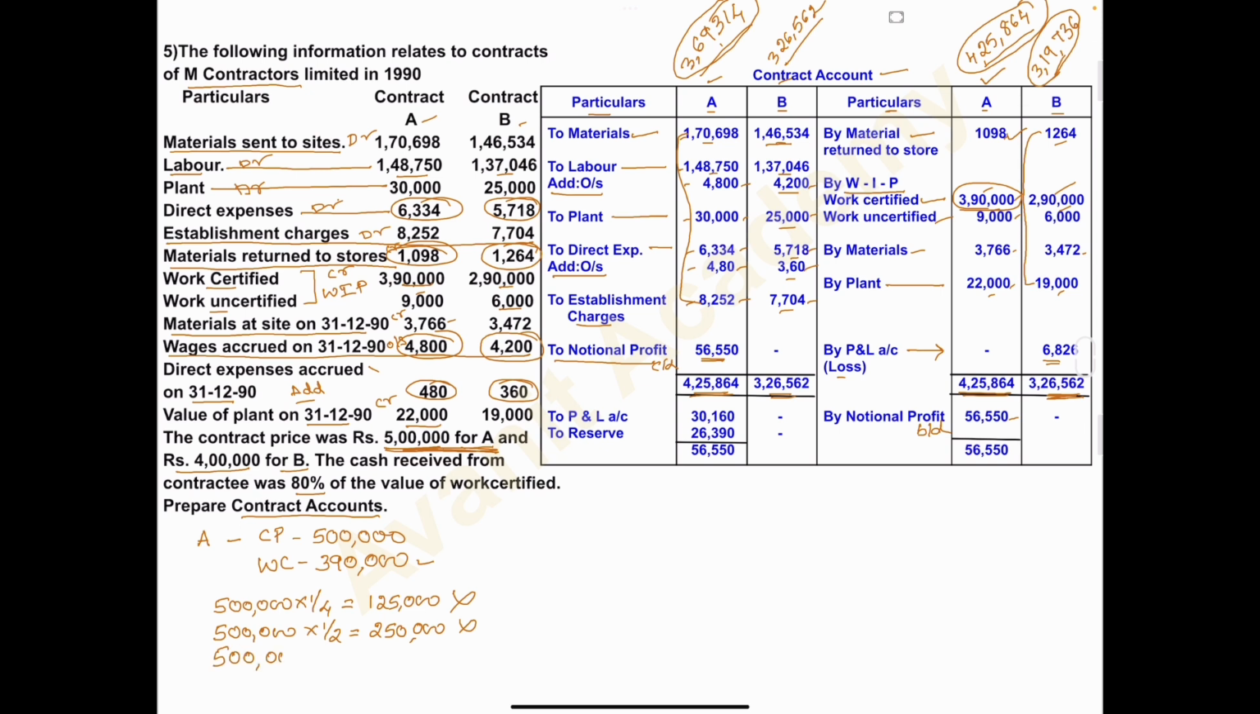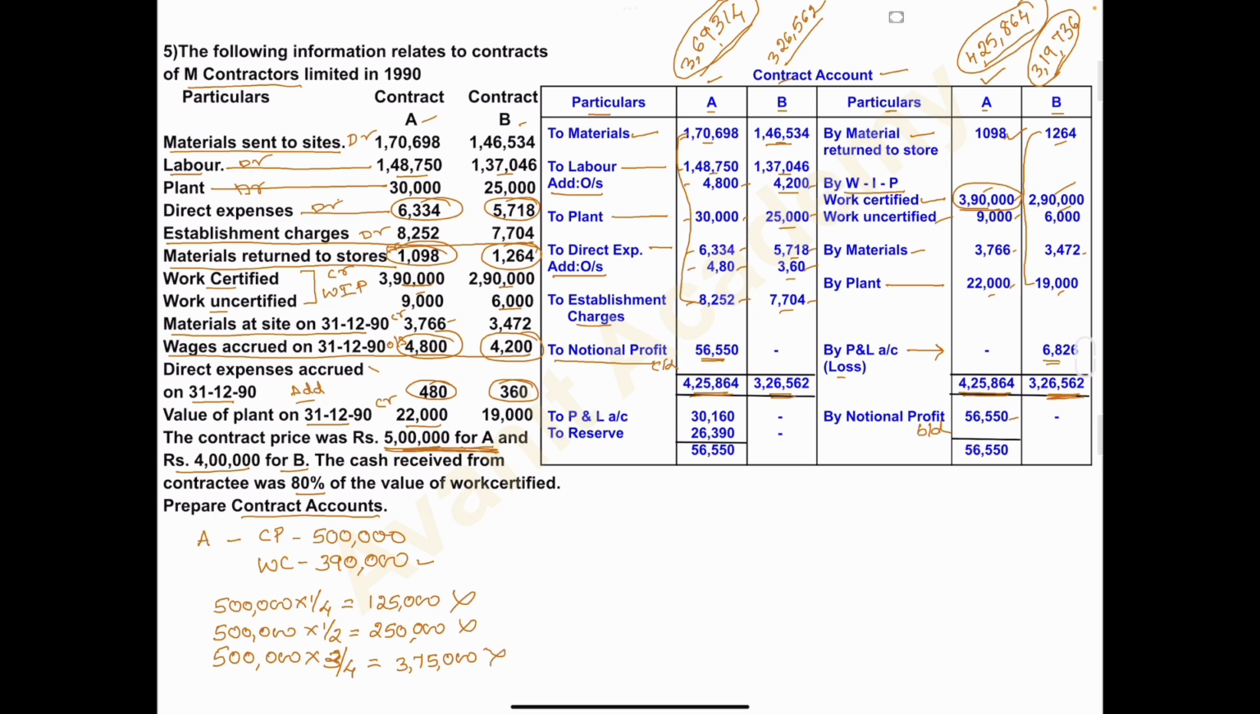5 lakh into 3/4, because what does the third condition say? If the work certified amount is half or more than half but less than 3/4 of the contract price. So 5 lakh into 3/4, you will get 3 lakh 75,000. So the work certified amount is not less than 3/4 of the contract price.